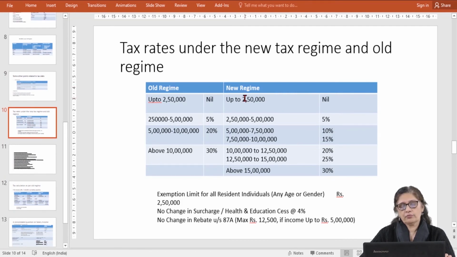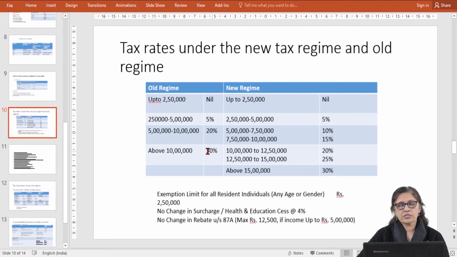For the new regime, let's have a comparative understanding of the old and the new regime. As against the old regime, the new regime has a slab of 2.5 lakh each. For every increase of 2,50,000, the tax rate goes up by 5%. So first 2.5 lakh nil, 2.5 to 5 lakh 5%, 5 to 7.5 lakh 10%, 7.5 to 10 lakh 15%, 10 to 12.5 lakh 20%, 12.5 to 15 lakh 25%, and above 15 lakhs 30%.